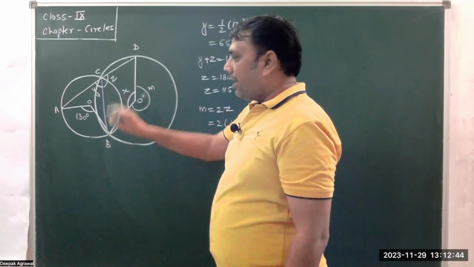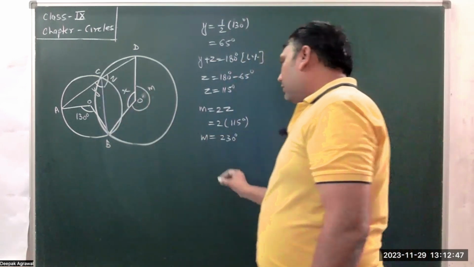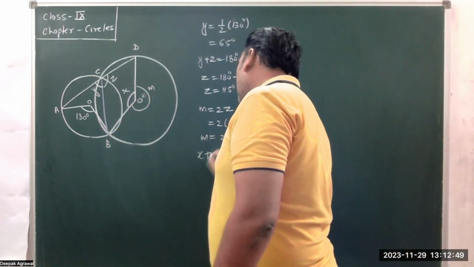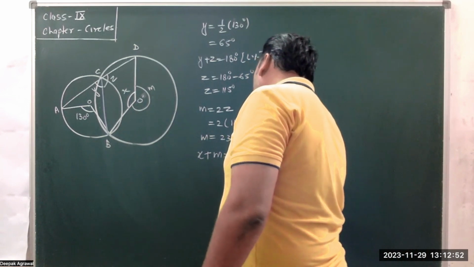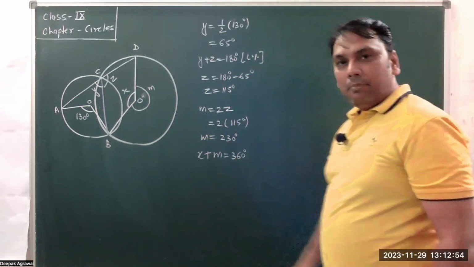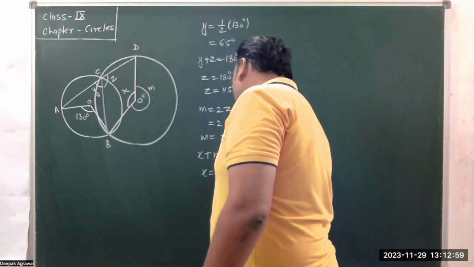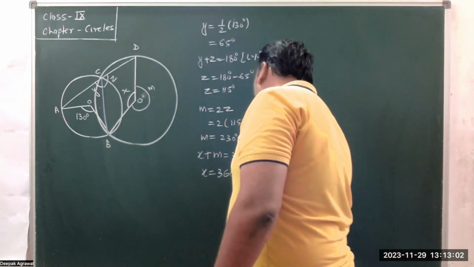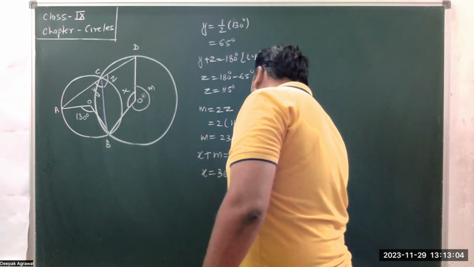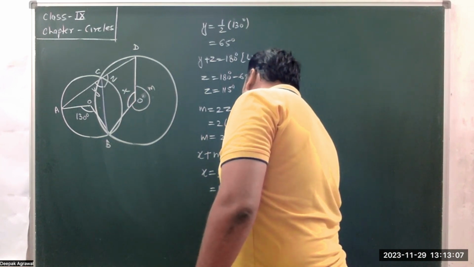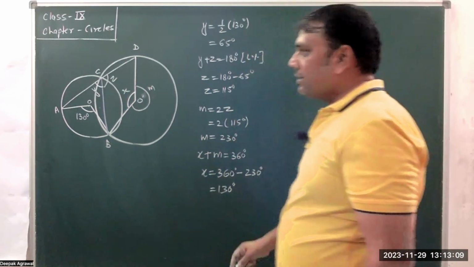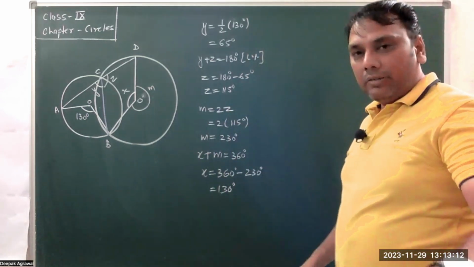Then m and x, they are forming the angles at the center of the circle. So x plus m has to be 360 degrees because they are forming the entire circle. So x is equal to 360 minus m. M की value 230. So x is coming as 130 degrees. Same as that of the angle given.